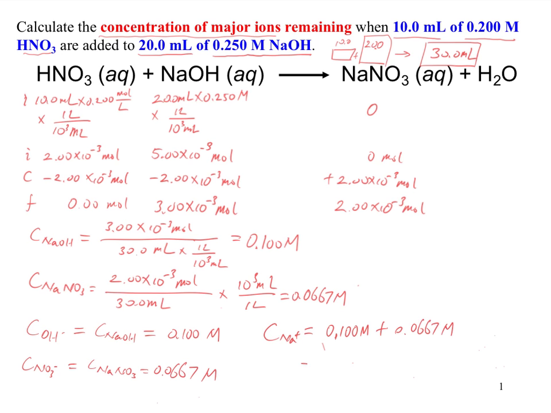Write again, 0.0667 molar, and the concentration of sodium plus as a major ion in the remaining final solution is 0.167 molar. So as the result, we have 3 major ions in the remaining solution. One is hydroxide, the concentration is 0.100 molar. Nitrate, the concentration is 0.0667 molar. And the sodium plus, the concentration is 0.167 molar.